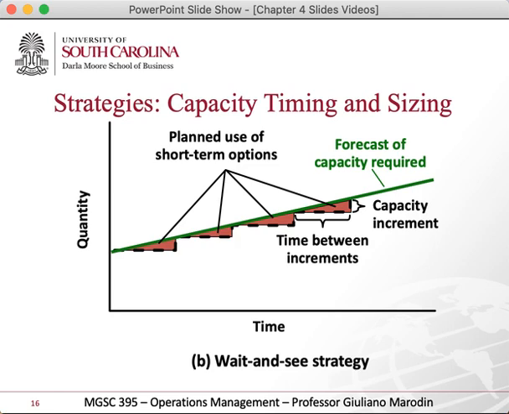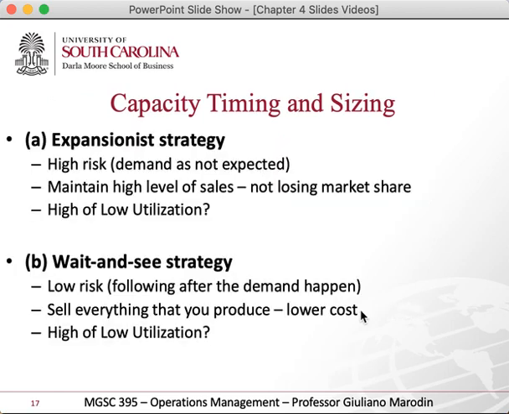So this one, you're waiting for the demand to be there, so a lot less risky, and you're making money all the time because you're waiting until you have the demand to actually do the expansion, so you know that you're going to make money. Demand is already there, right? So there are two strategies, expansion and wait and see. So two very different ones.